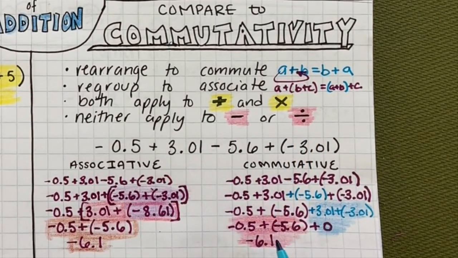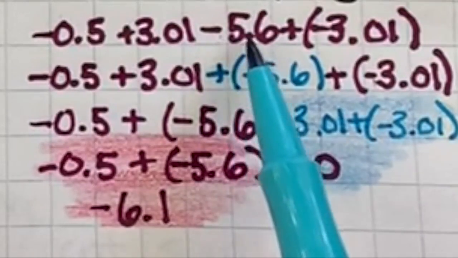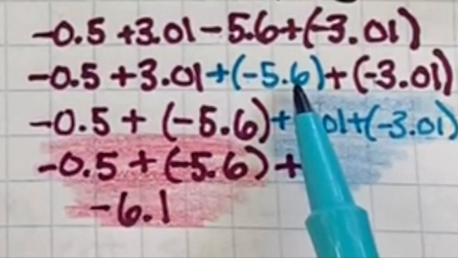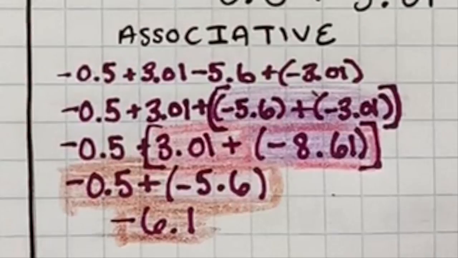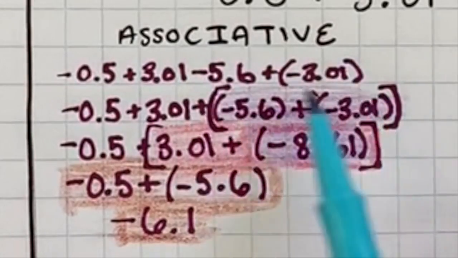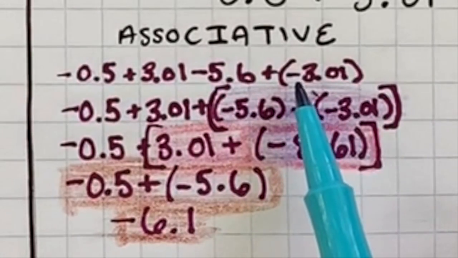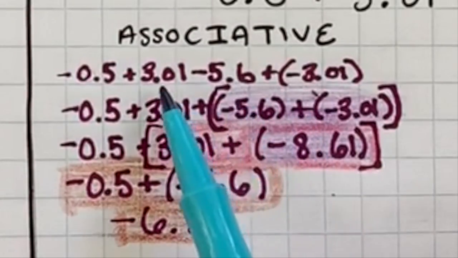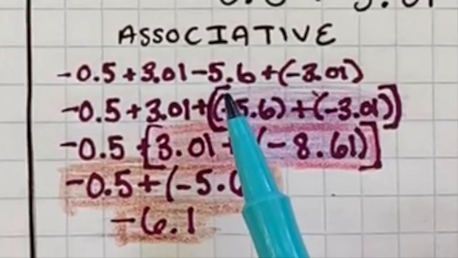Let's look at these 2 examples of evaluating a numeric expression. In both cases, we want to rewrite the subtraction as adding the opposite. So minus 5 and 6/10 becomes plus the opposite of 5 and 6/10, which is negative 5 and 6/10. With associativity, first I choose to group the 2 negative values together because adding two negative values is more straightforward than adding a positive and a negative.